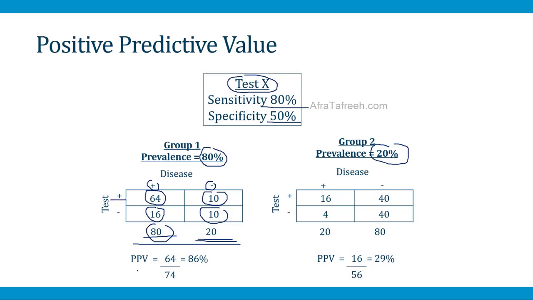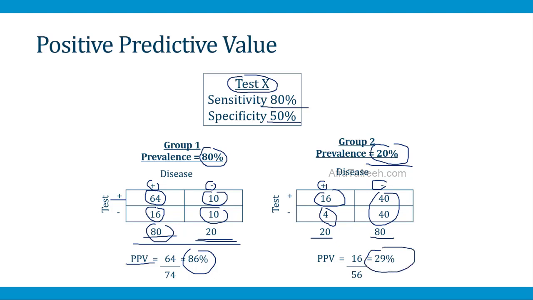So now that we have the table filled out, we can calculate the positive predictive value. It's 64 over 74, or 86%. If I do the same experiment in group 2 where the prevalence is 20%, over here we have only 20 patients who are positive for disease. The other 80 are disease negative. I'm then going to split up the patients the same way I did for group 1. That will give me 16 in this quadrant, 4 here, and 40 and 40 in these two quadrants. This yields a positive predictive value of 16 over 56, or 29%.